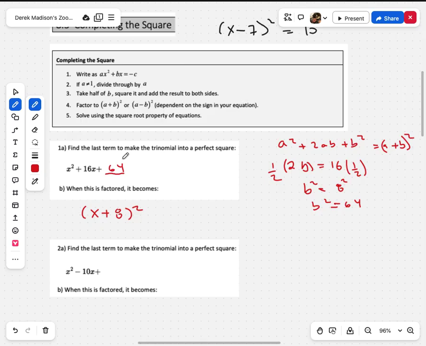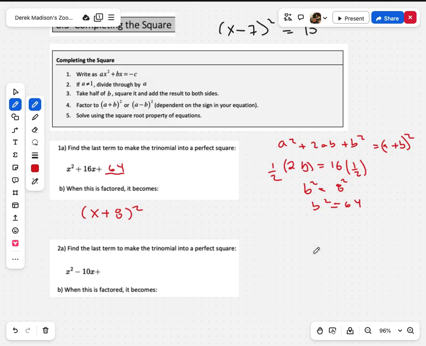This one is the same thing. We haven't solved this yet. These first couple of questions are just getting you to figure out how to take half of b and then square it. And then in a second we're going to add that to both sides. But for right now we're just working out that one little step of half of b and squaring it.